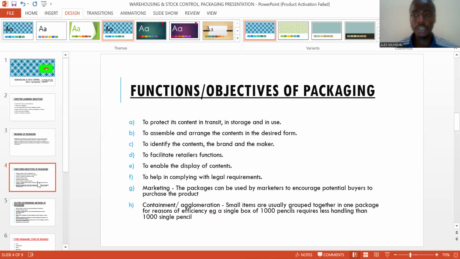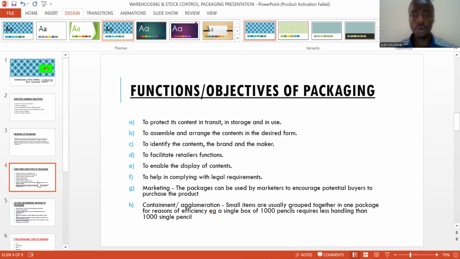Now let's go to the functions, or objectives, or the purpose of packaging. I have highlighted some of the functions of packaging here. They are not limited to what I have highlighted; there are more, but we can go through these ones. Number one, one of the objectives is to protect its content in transit, in storage, and in use.